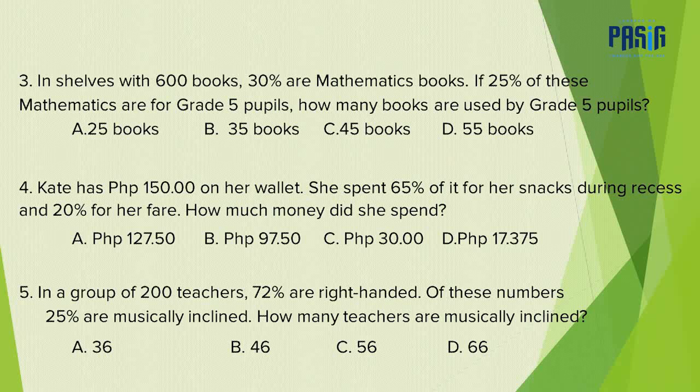Last one, number 5. In a group of 200 teachers, 72% are right-handed. Of these numbers, 25% are musically inclined. How many teachers are musically inclined? A. 36, B. 46, C. 56, or D. 66. Okay kids, you can see the answer in the last part of this video.